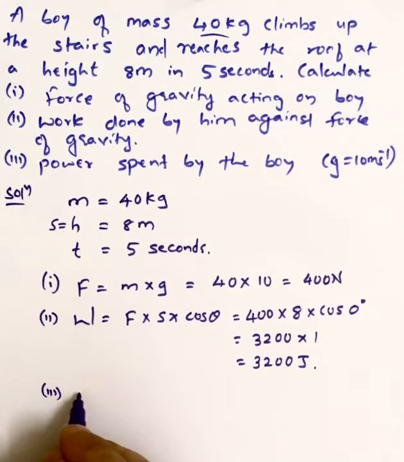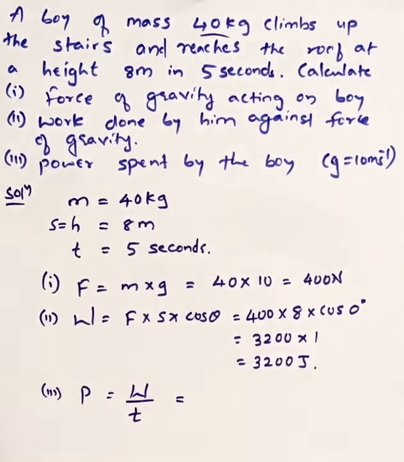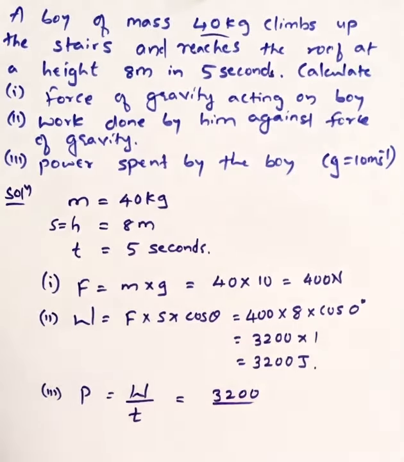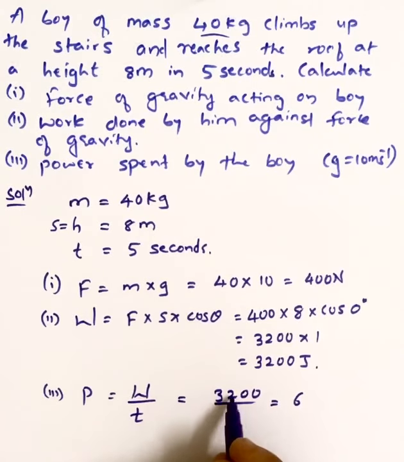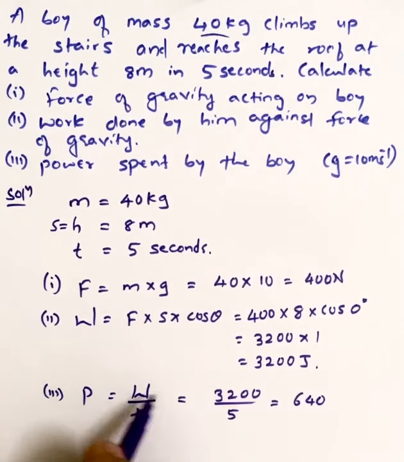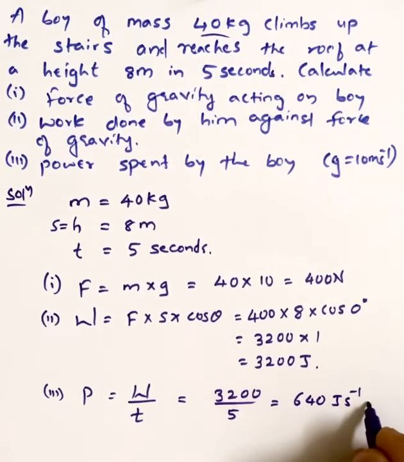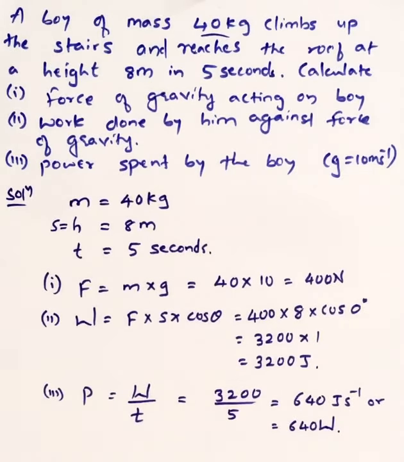Third is power. They asked for the power spent by the boy. The power formula is work done upon time, because the rate of doing work is called power, we have discussed. What is work done? 3200. What is the time taken? 5 seconds, we have written in the given things. So what is the answer? 5 6 are 30, 5 4 are 20. So it is work done in joules upon seconds, so it is joules per second, or you can write 640 watt, because 1 joule per second is 1 watt.